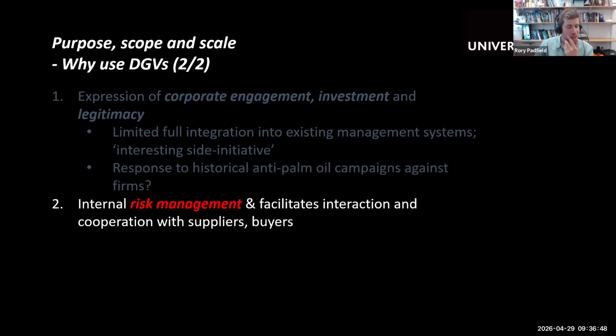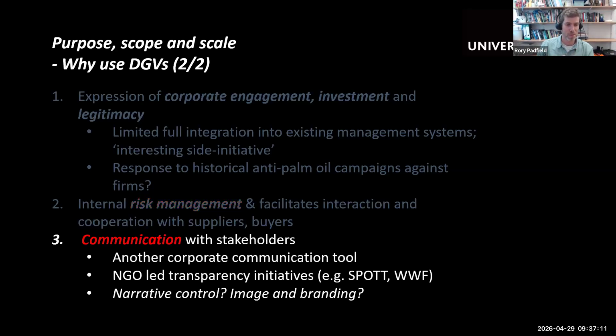The second use then was around internal risk management. It was very interesting that one of the firms said, well, we invested all this resource, we produced this tool, and actually we found it really useful because we could identify risks within our own supply chain. So they were kind of admitting they had a bit of an external audience initially. That was the main goal, but they found it really useful internally to kind of identify where there were problems.